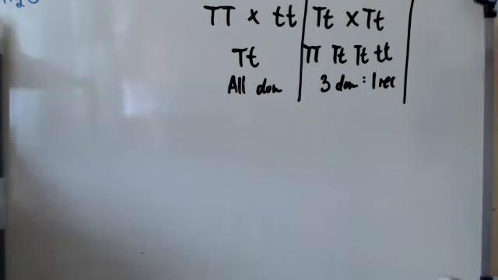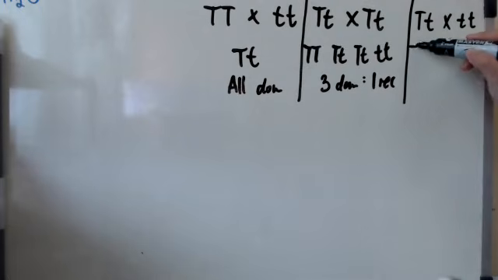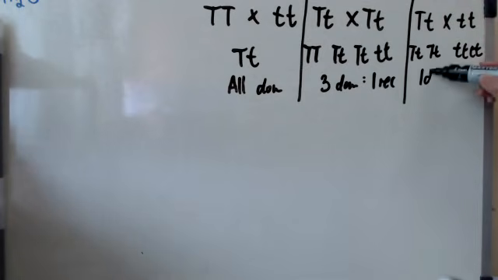And then lastly, we have heterozygous crossed with homozygous recessive. Okay, so here you end up with Tt, Tt, tt, tt, like that. So this is 1 dominant is to 1 recessive.